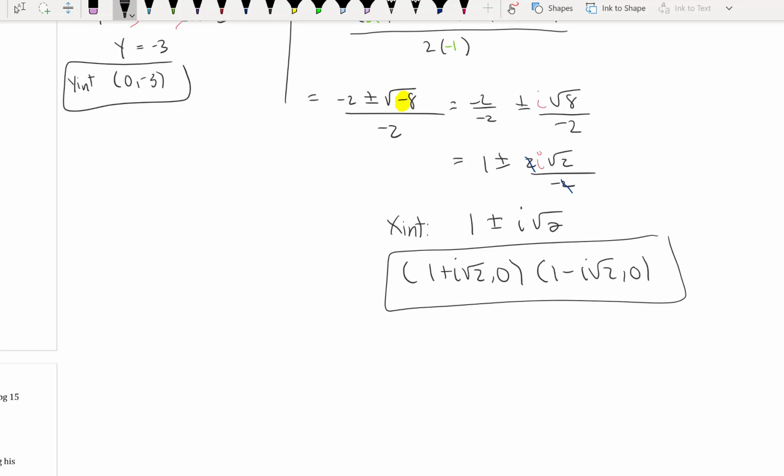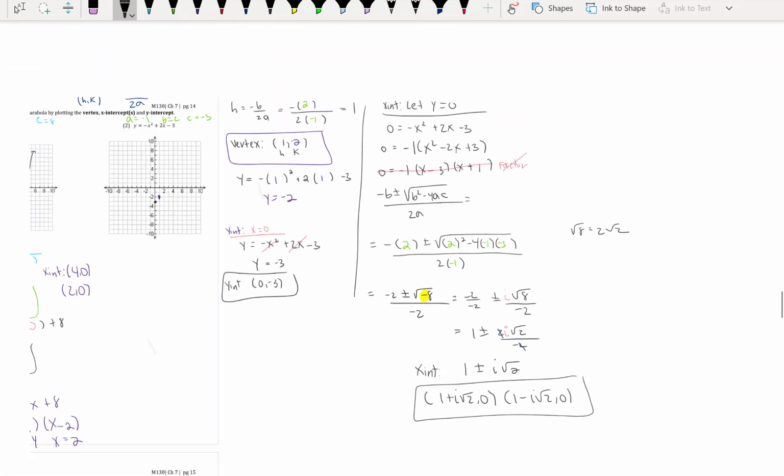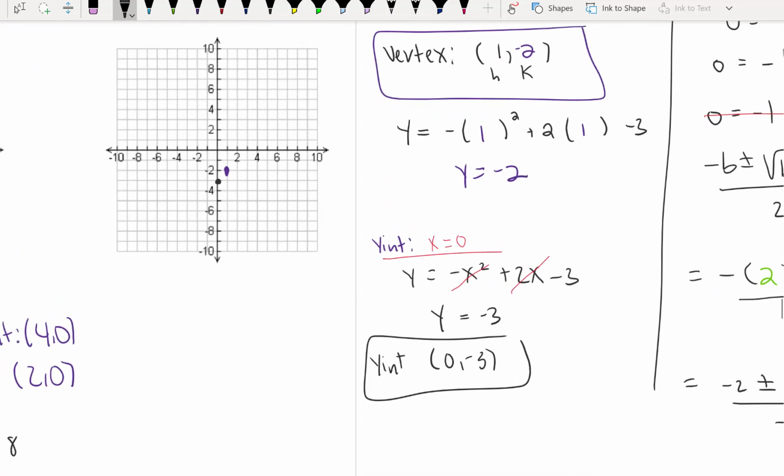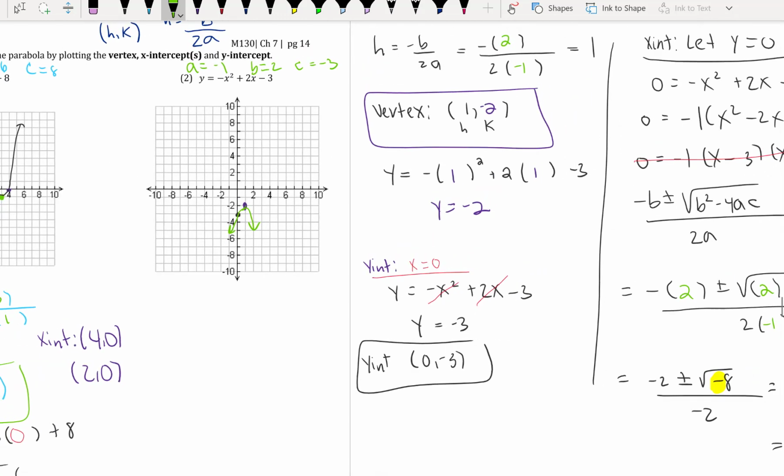And so since it's imaginary, we don't really worry about graphing those imaginary numbers. So at the very least, our graph, and since it's symmetric, is going to look like this. But I still have to find the values of those x-intercepts.